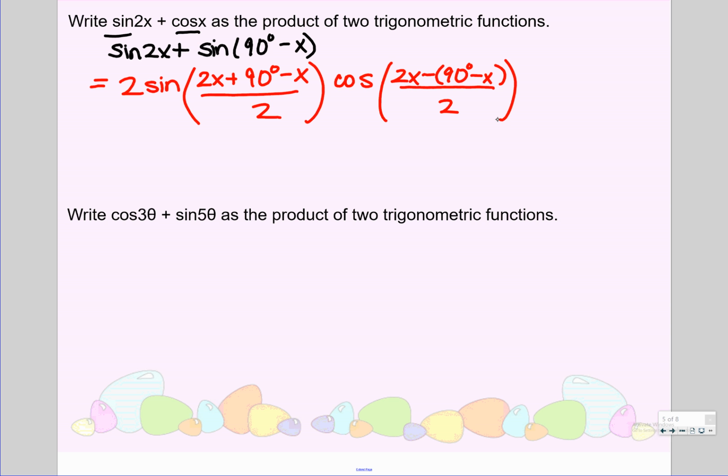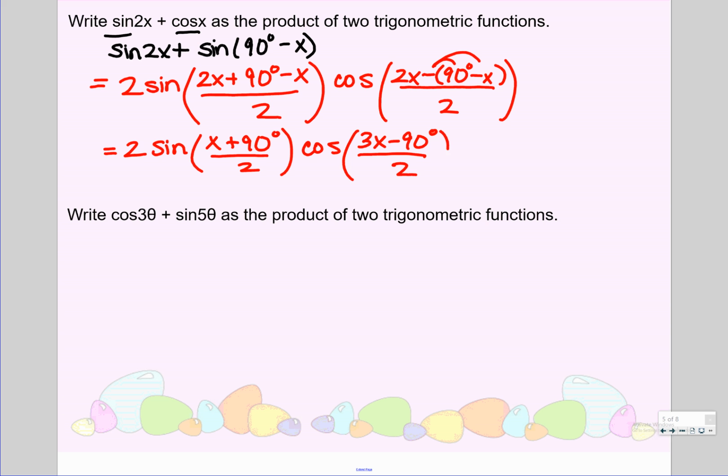And then you just simplify as much as you can. For that first parentheses, 2x minus x just gives me x plus 90 over 2. And then for the second parentheses, imagine you're going to have to distribute that negative in. So I really am going to have 2x plus x when I distribute the negative in, and that's going to give me 3x minus 90 over 2. And then my fractions here don't reduce any further than that. So final answer.